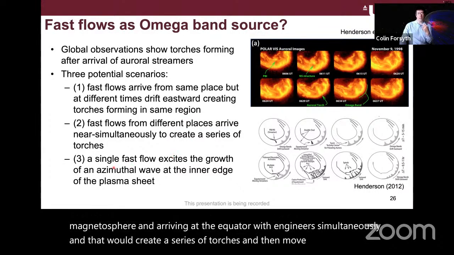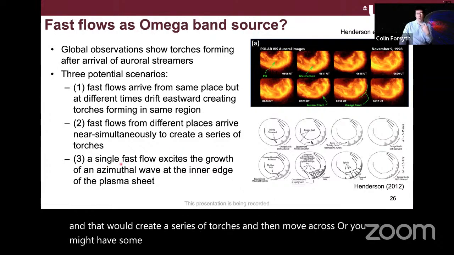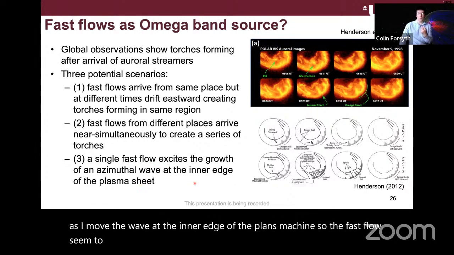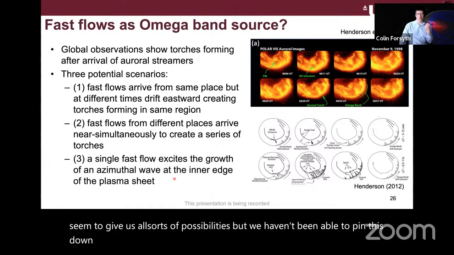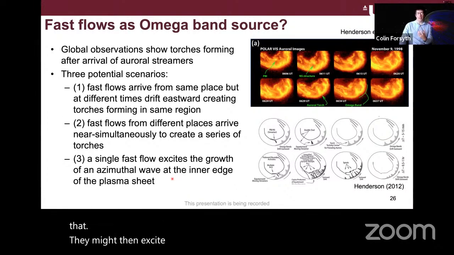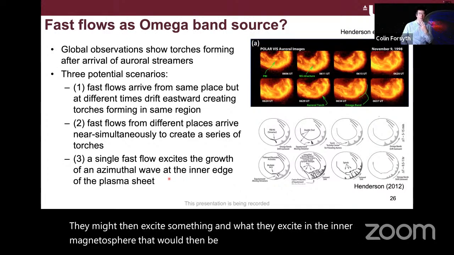Or you might have some single fast flow which excites some kind of wave growth in azimuth, a wave at the inner edge of the plasma sheet. So the fast flows seem to give us all sorts of possibilities, but we haven't been able to pin this down yet, particularly tracking these fast flows all the way in to see that they might then excite something, and what they excite in the inner magnetosphere that would then be associated with these omega bands remains an open question.